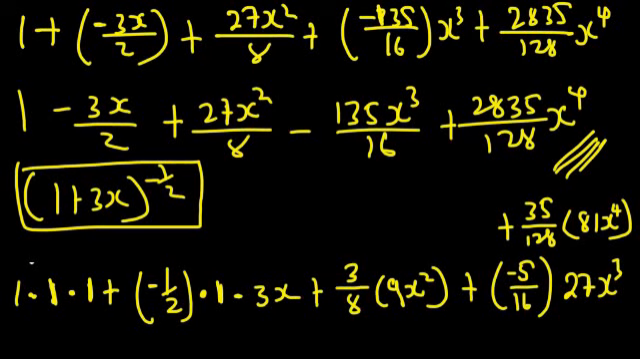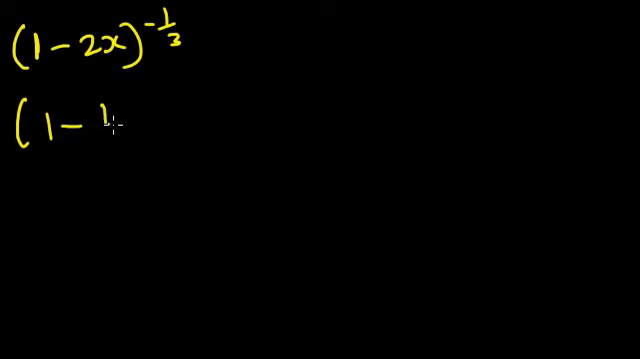So this is your exercise. Feel free to share your solution via the comment section below. So consider expanding this binomial all the way to the first 5 terms: 1 minus 2x all to the power of negative 1 over 3, and 1 minus 1 over 3x all to the power of negative 4.